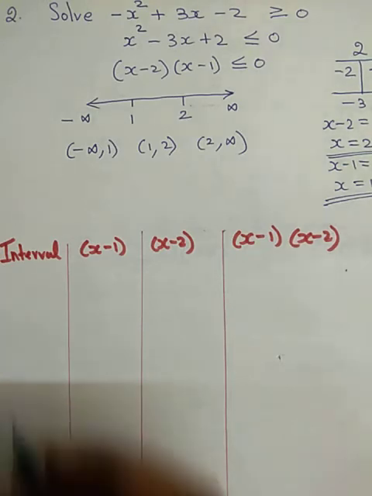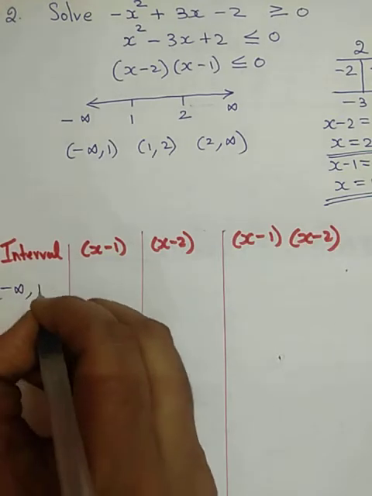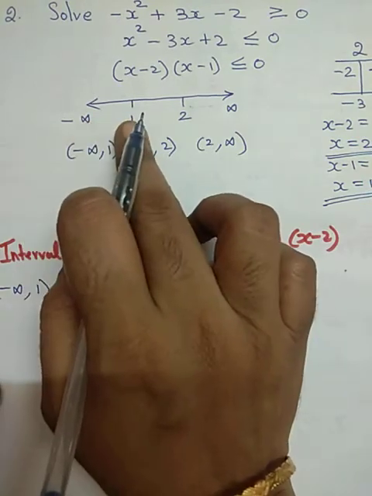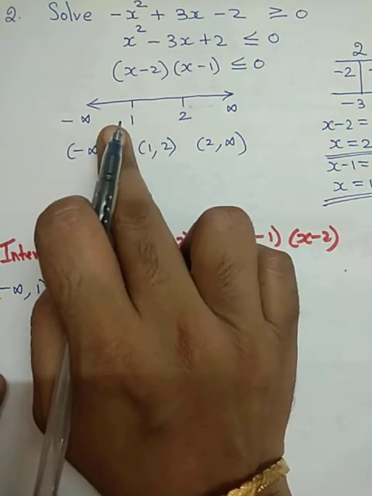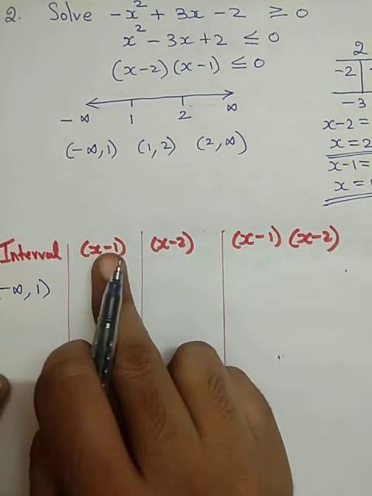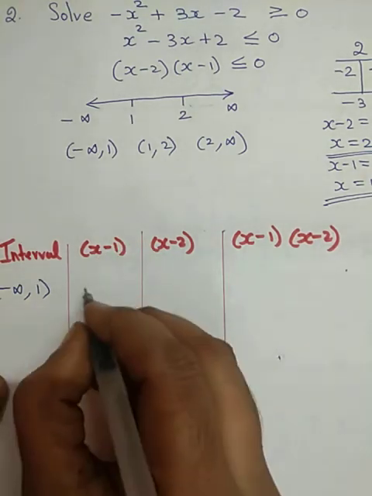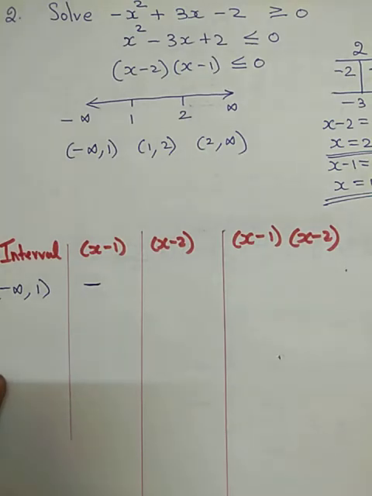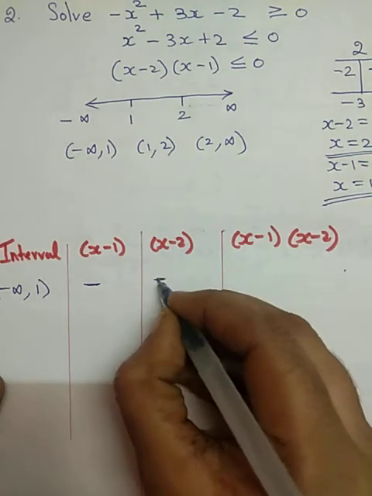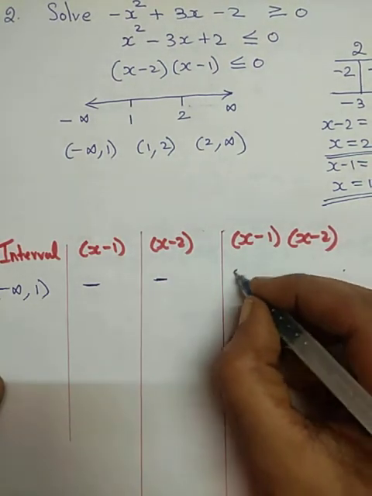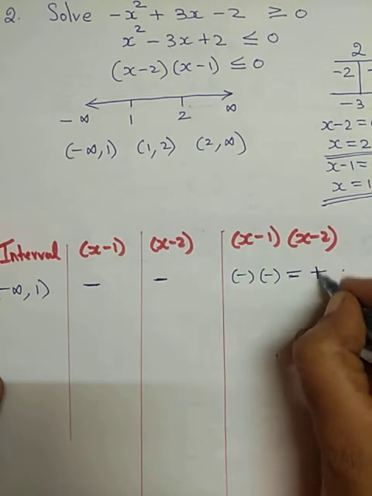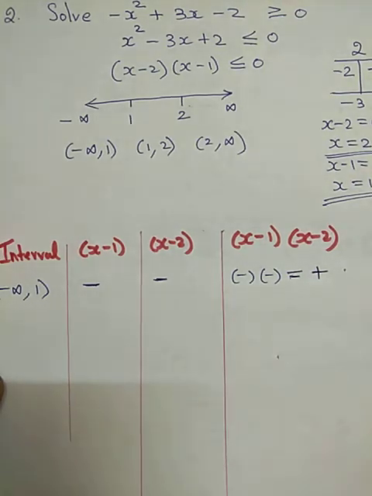Now let me write the first interval, minus infinity comma 1. So from minus infinity to 1, I can select any number. But let me select the easiest number, 0. So now wherever x is there, I am going to substitute 0. 0 minus 1, we will have minus 1, so negative sign. Next, 0 minus 2, again our answer is minus 2, so again negative sign. The last tabular column, minus into minus, our answer is plus. So we are having a positive value over here.